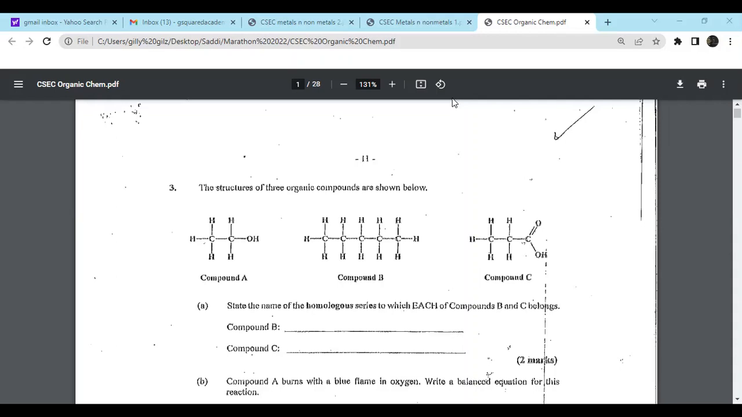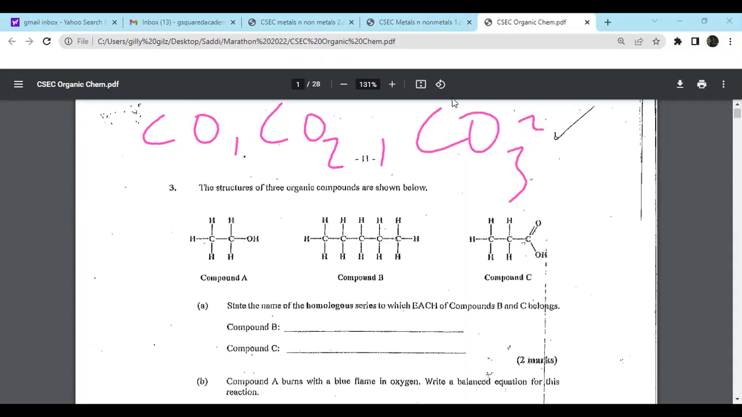Organic chemistry, what is organic chemistry? Organic chemistry is the chemistry of carbon and its compounds, except the oxides of carbon, which are carbon monoxide, carbon dioxide, and carbonates. Everything else which contains carbon is considered organic chemistry. Okay, so except for those three things.